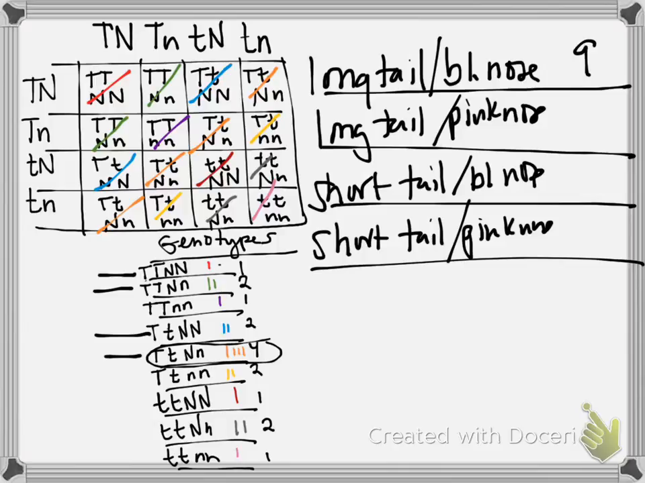How many long tail, pink noses? Let's switch colors. Long tail, pink nose. 1, 2, 3. Short tail, black nose. We'll switch colors yet again. Short tail, black nose. 1, 2, 3. And how many have a short tail and a pink nose? Just 1. We're left with just 1.